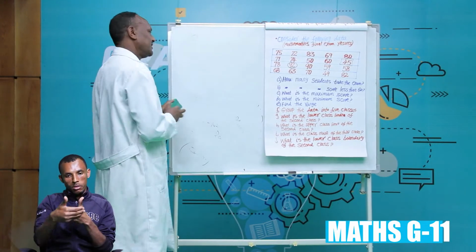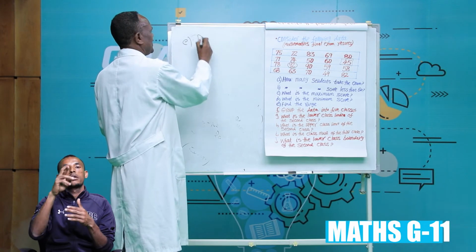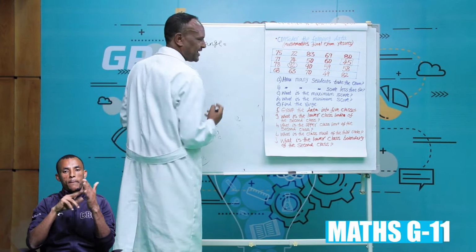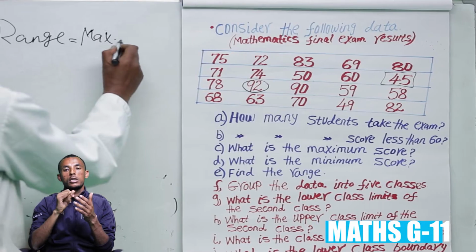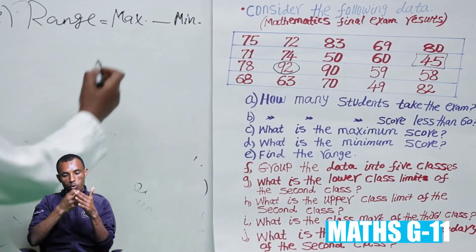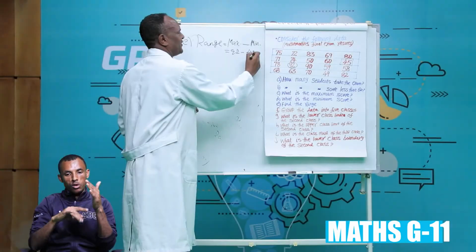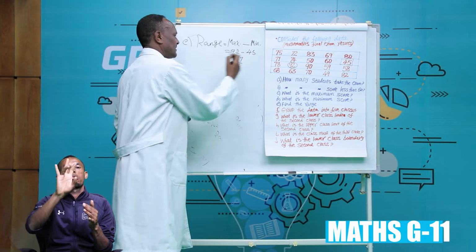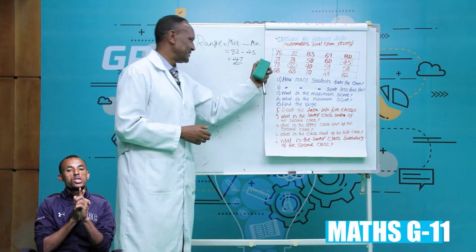Then, E, find the range. What was the definition of range? In raw data, range is the maximum value minus the minimum value of the given data. So the maximum value is 92 minus the minimum value 45. You have got a result equal to 47. So the first 5 questions can be answered easily.